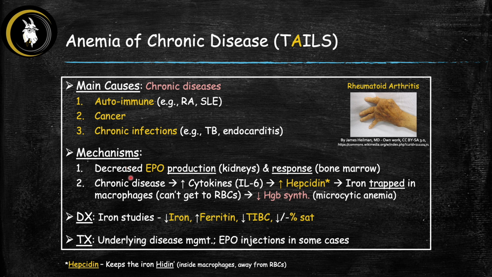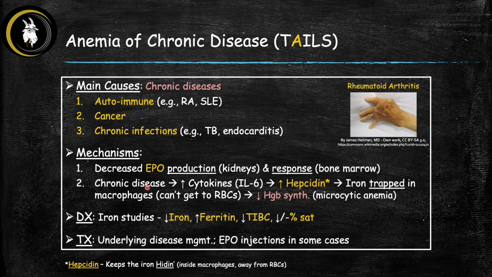The first one is pretty straightforward. For reasons that aren't entirely clear, there's decreased EPO production by the kidney, as well as decreased response to EPO by the bone marrow in these chronic diseases. And EPO is the main hormone that stimulates red blood cell production. So when there's a decrease in its action, that's going to mean that we're going to have less red blood cells, and so anemia. The second mechanism is very, very important and high yield for exams.